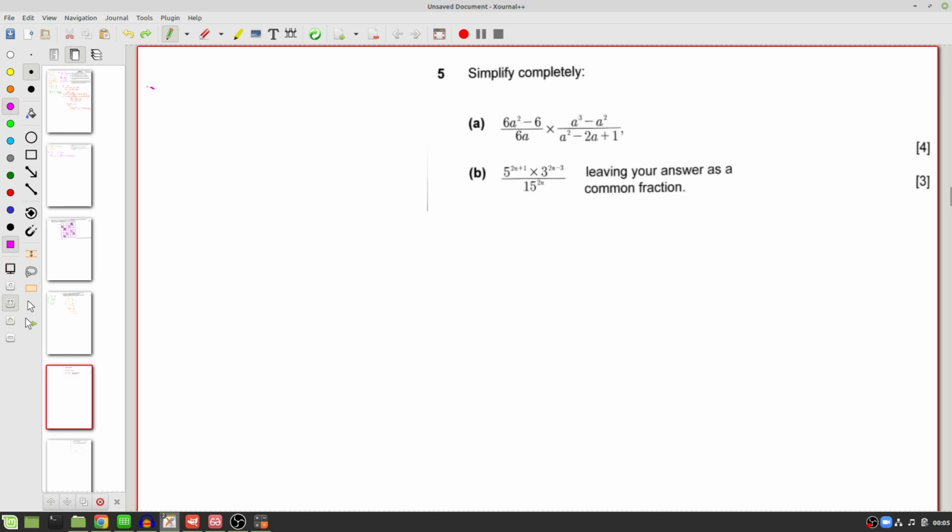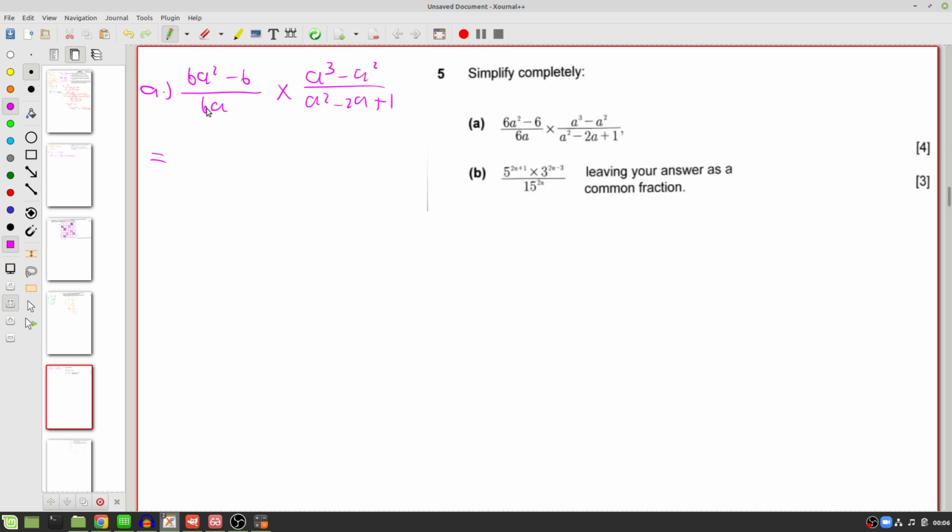Let's start with question A. I'm going to rewrite the whole question in case it might not be as clear on the paper that I copied and pasted here. So we start with 6a squared minus 6 at the top over 6a, multiplied by a cubed minus a squared, all over a squared minus 2a plus 1. I apologize if my a's look like alphas or 9s. All of these things that look like a's, they're a's.